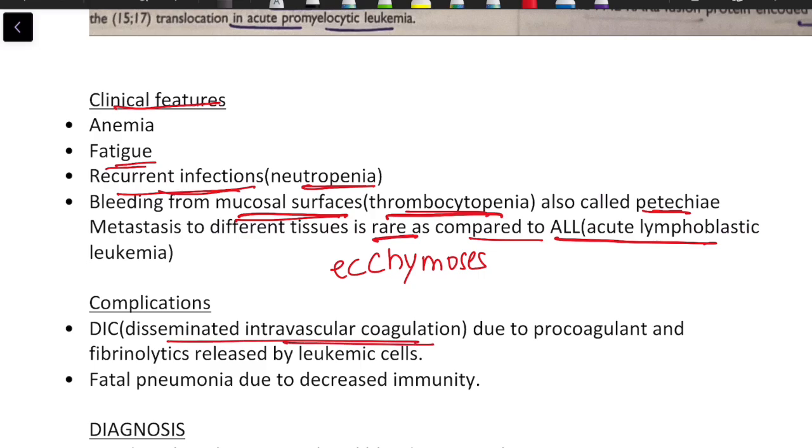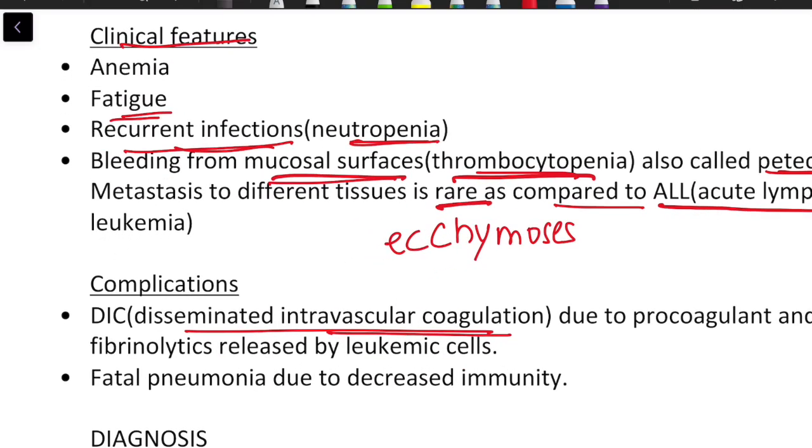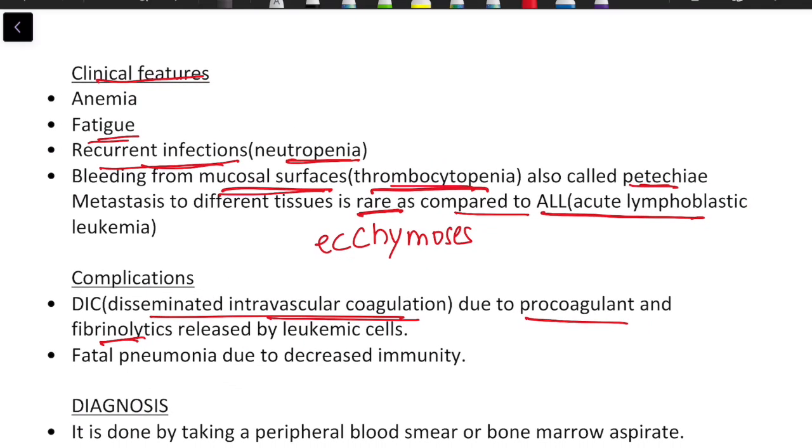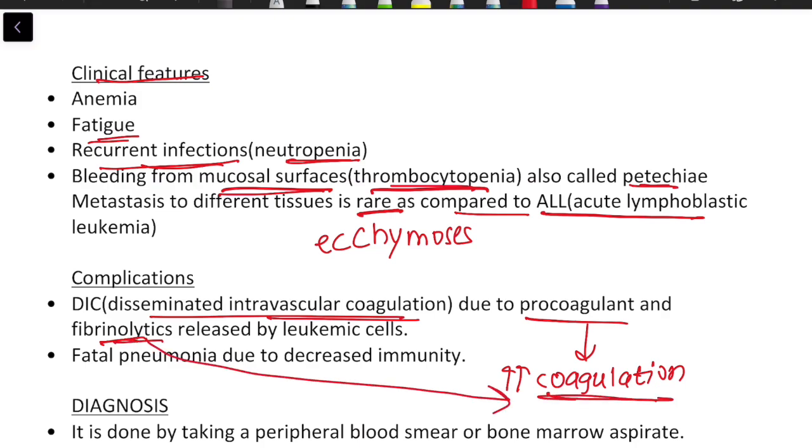Now the complications. The complication is disseminated intravascular coagulation. We'll talk about this in detail later in our videos, which will be specifically about disseminated intravascular coagulation. This is due to the release of procoagulants and fibrinolytics. Basically, if I give you an overview, procoagulants cause the consumption of coagulation factors, and this leads to thrombosis, increased consumption, and fibrinolytics cause the destruction of these coagulation factors.